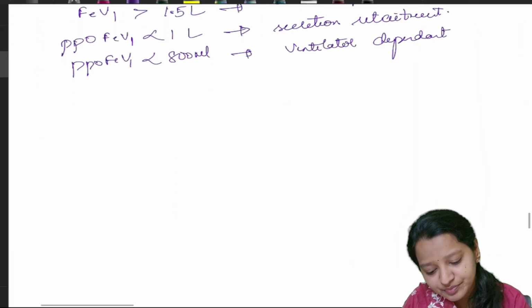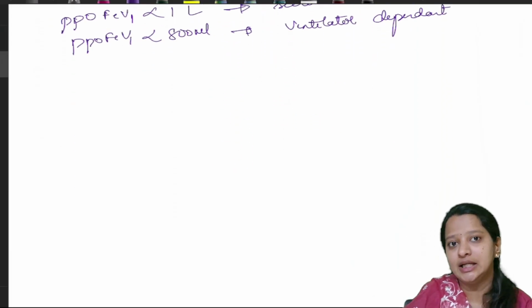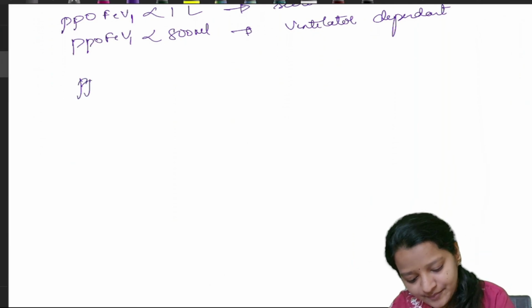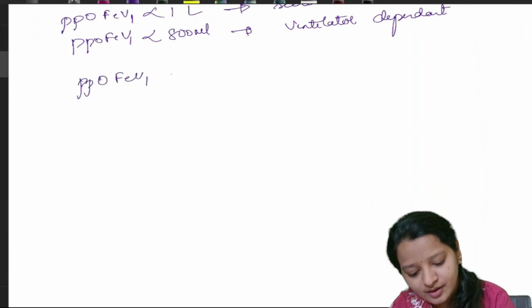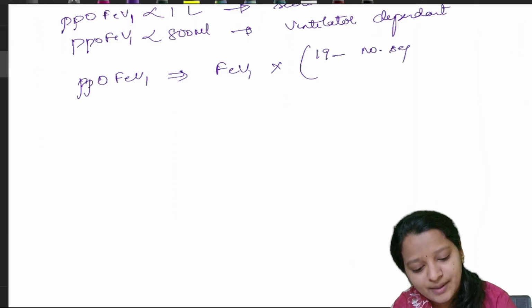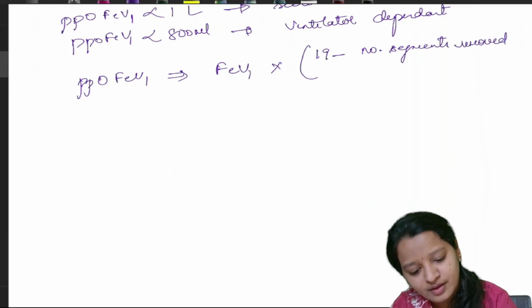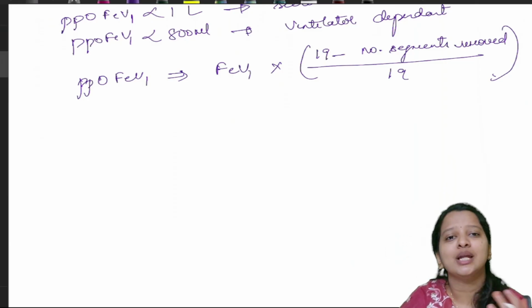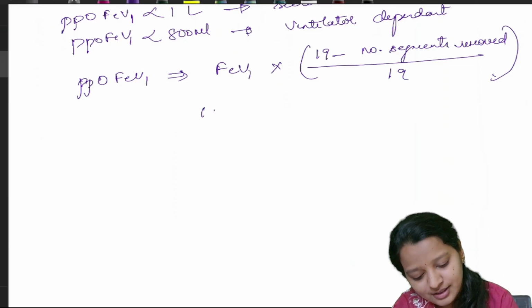Okay. So how will we calculate the postoperative FEV1? First, we have to know the preoperative FEV1, and it goes by the formula: FEV1 into 19 minus number of segments removed, by 19. Okay, why this 19? Because the total number of segments is 19. How has this 19 number come?